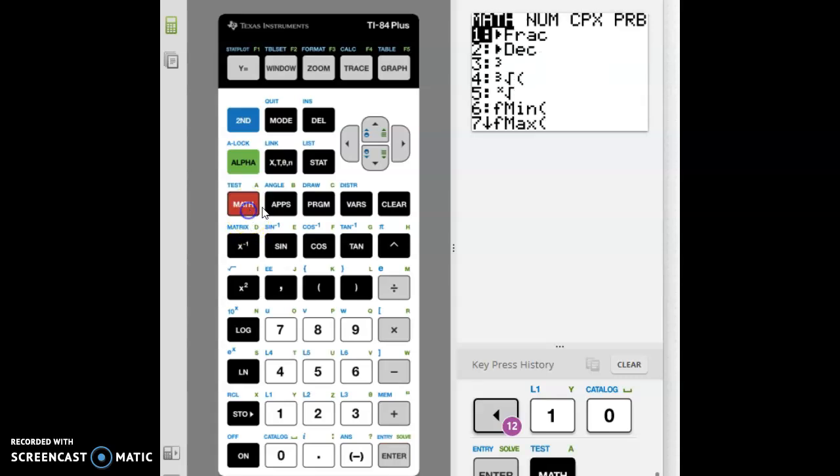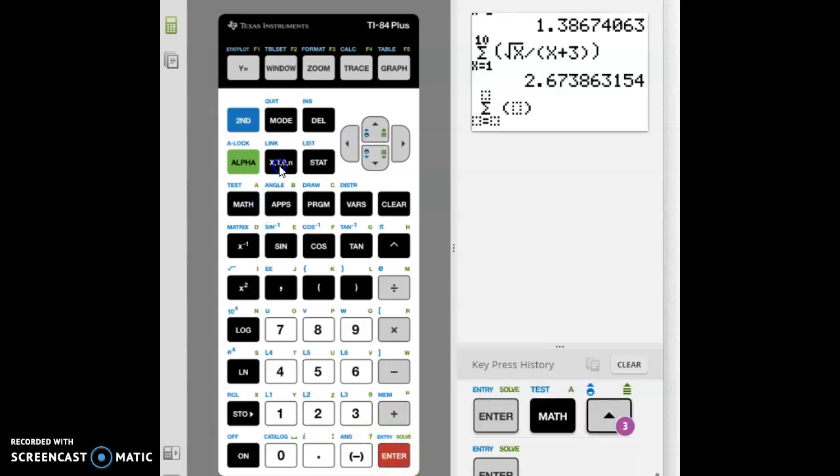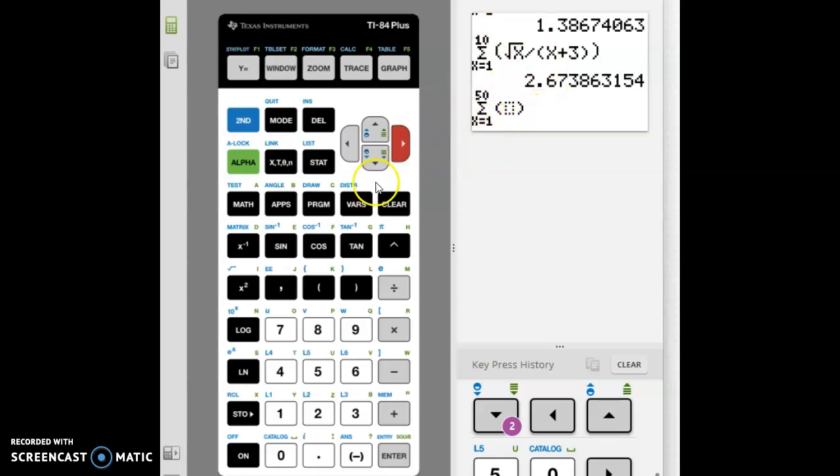I will hit the math button, and then again go to 0. And I'm going to use x equals 1. And then we'll do the next one, so arrow up to that box. This is the first 50 terms. So we don't want to write out, it would be very tedious to enter those first 50 terms, right? So you want to use the calculator summation to do this.